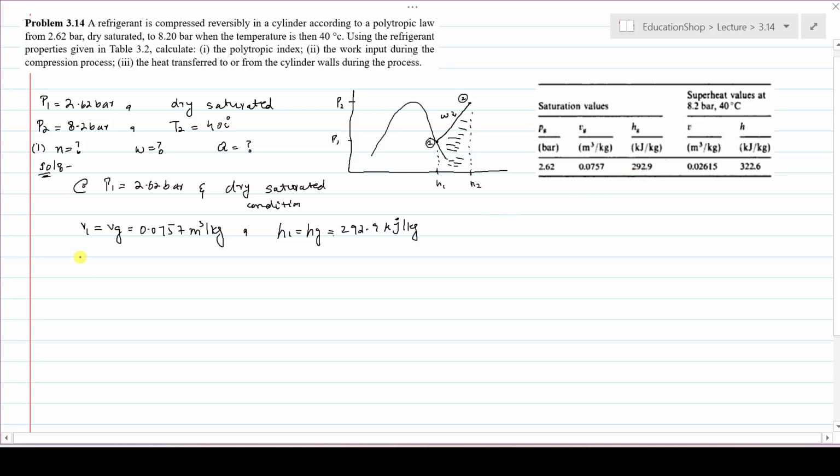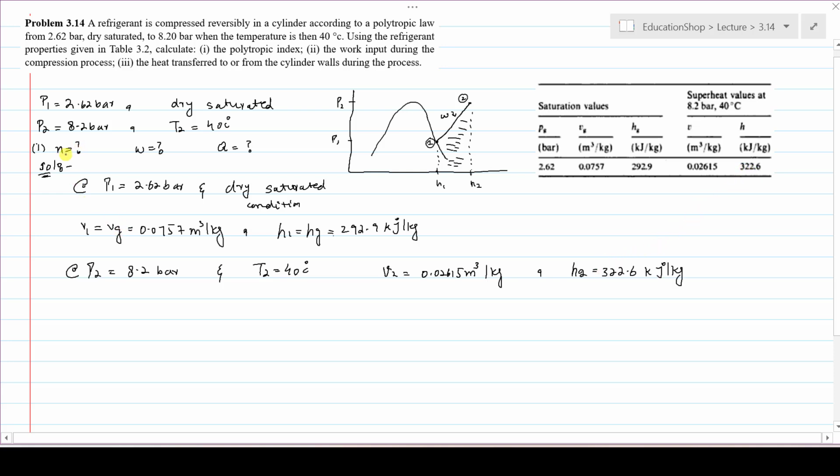Similarly, the refrigerant conditions at the final state are pressure P2, that is 8.2 bar, and temperature T2, that is 40 centigrade. Here you can see from the superheated table of the steam table, the specific volume V2 is equal to 0.02615 meter cube per kg, and the specific enthalpy H2 value is 322.6 kilojoule per kg.